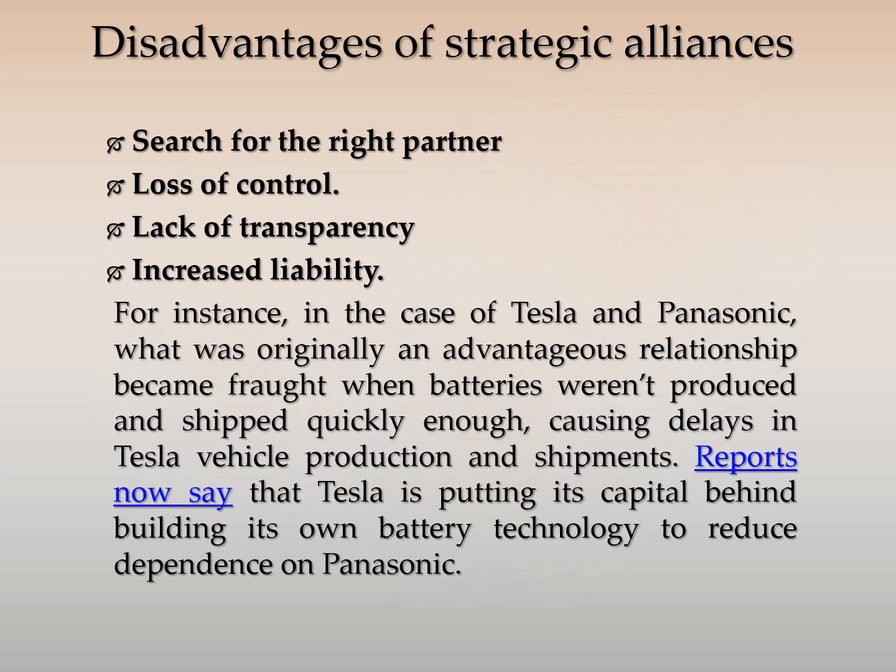For instance, in the case of Tesla and Panasonic, what was originally an advantageous relationship became fraught when batteries were not produced and shipped quickly enough, causing delays in Tesla vehicle production and shipments. A report now says that Tesla is putting its capital behind building its own battery technology to reduce dependency on Panasonic. So these things may happen in business. They will have an alliance, and if it does not succeed, they will break the alliance, etc.